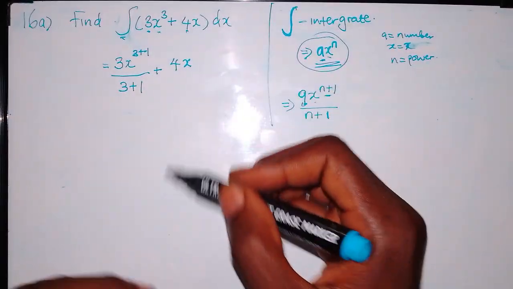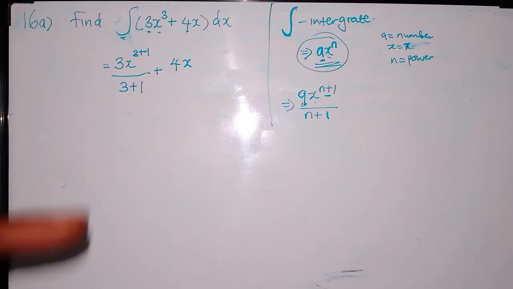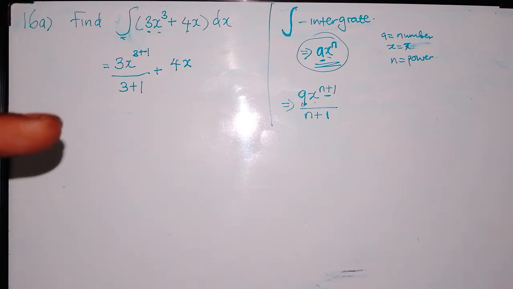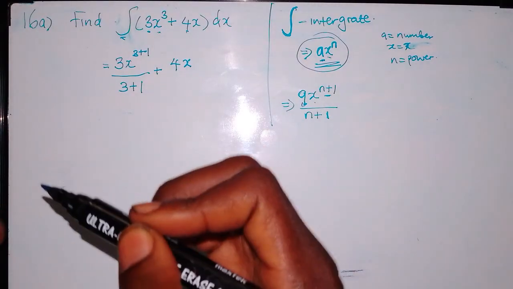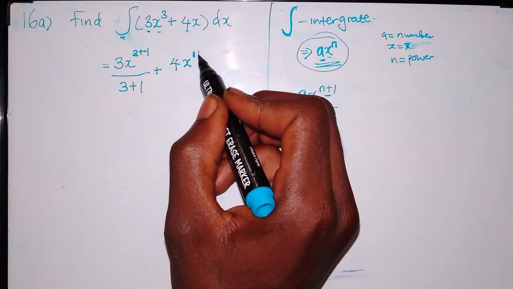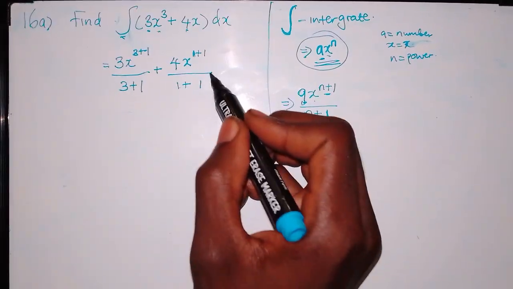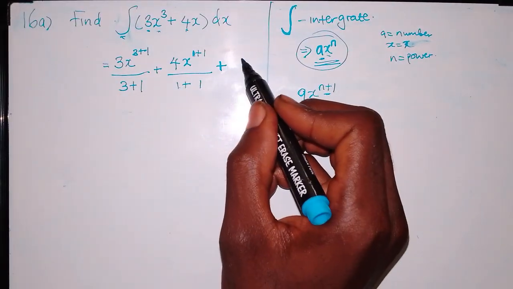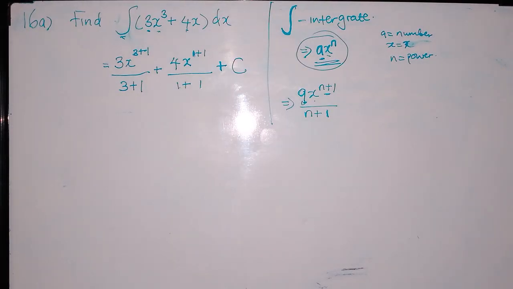Since x has no power, it means it has a power of 1. If anything has a power of 1, we don't write the 1. But during integration you have to indicate it because you are adding the powers. So you say 1 plus 1 over 1 plus 1. Then here you say plus c. c means the constant of integration.